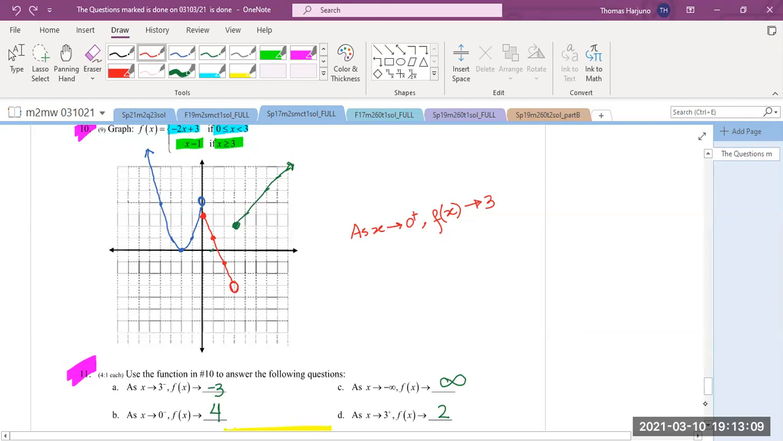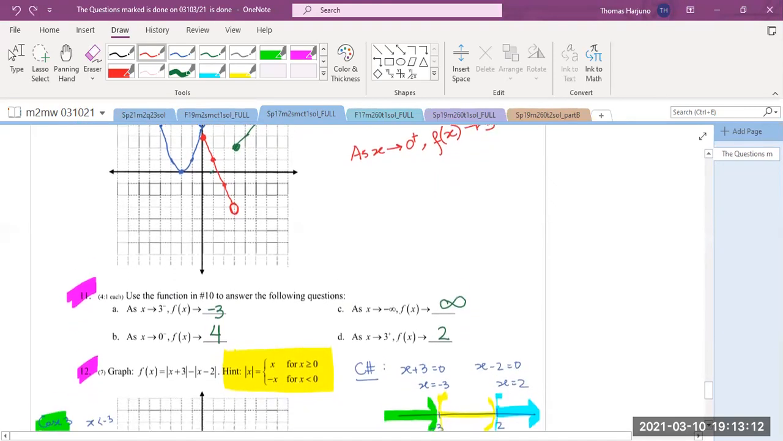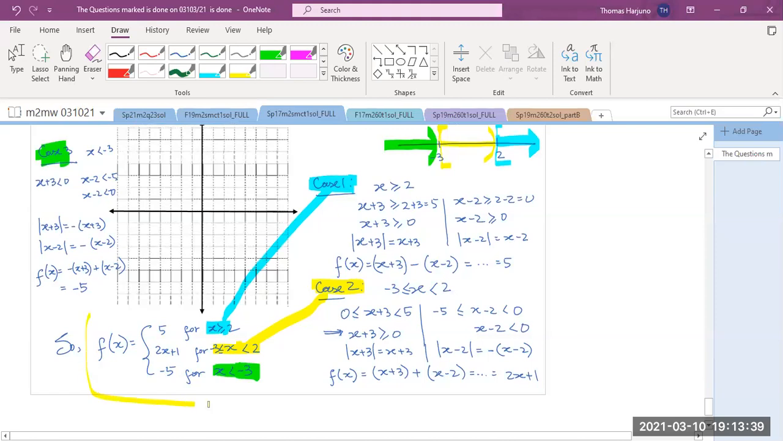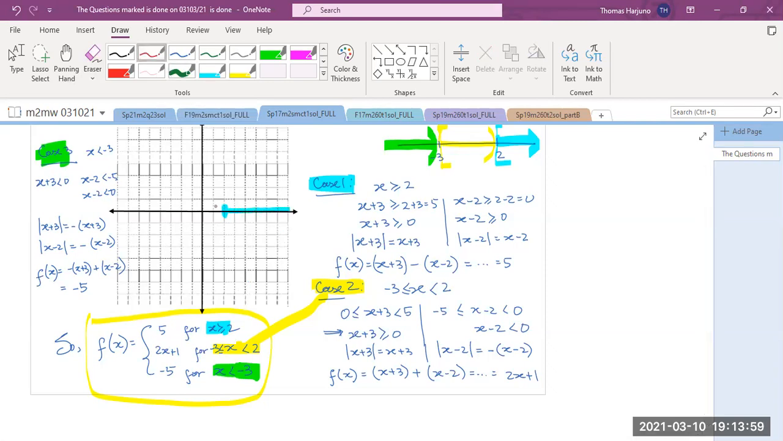Now let's go on with number 12. Number 12 is something I have done, I believe, last week. Yeah, we did this last week. Basically, the question is to graph this function. For that to happen, we did the critical numbers and worked on that case by case. Once we simplify case by case, we end up with this piecewise defined function. So when x is greater than or equal to 2, I will graph y equals 5. It's 5.